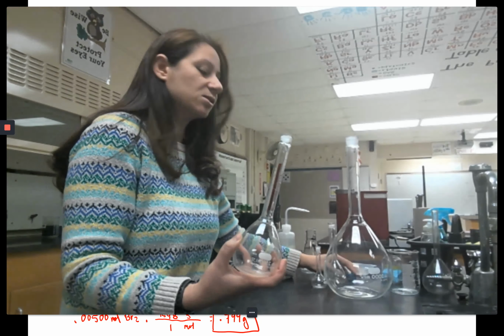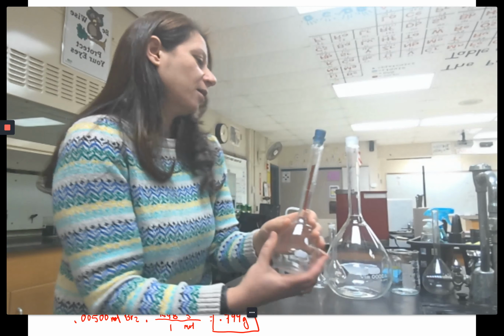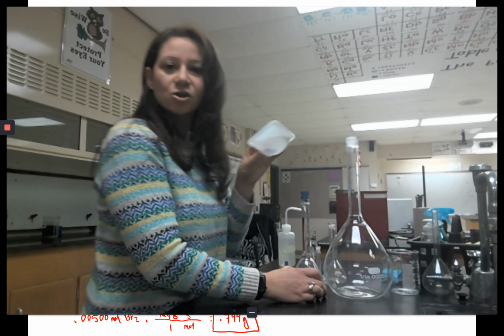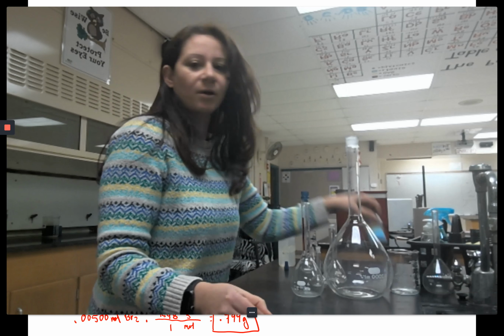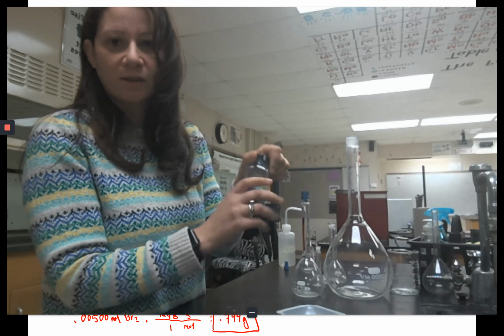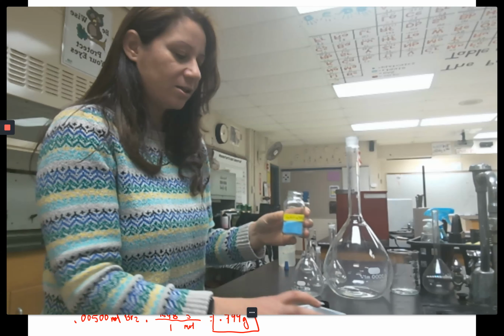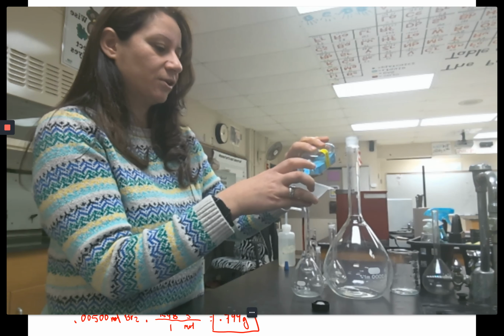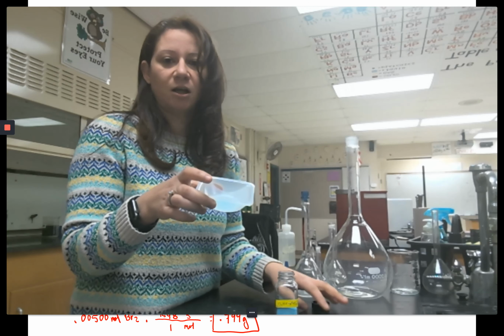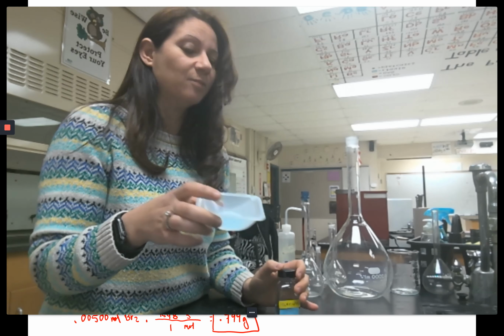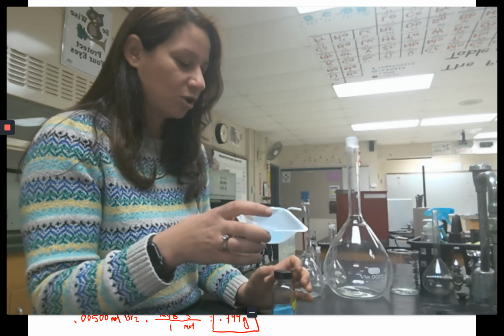So you want to pick the one that is the correct volume for you. You also want to pick a stopper that fits before you start. And then you want to mass your substance. So I have a weigh boat here. I'm going to pretend that I'm massing it. This is copper sulfate. Let's say we're going to make a copper sulfate solution. So you obviously have to actually mass it, but I'm just showing you how to make a solution here.